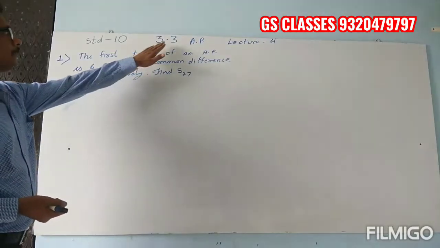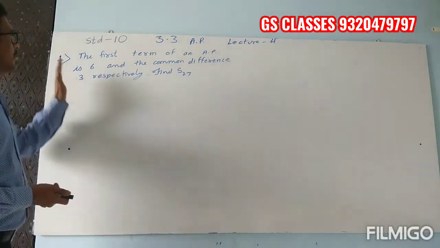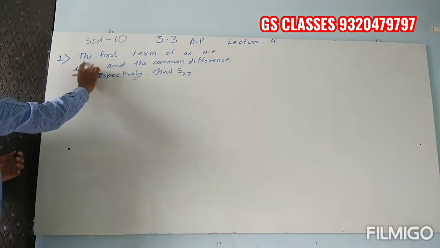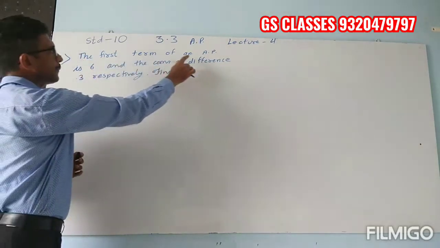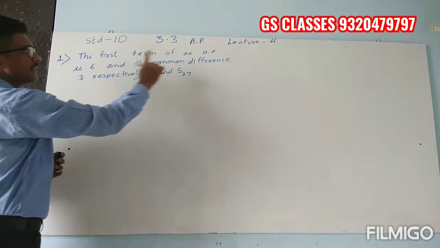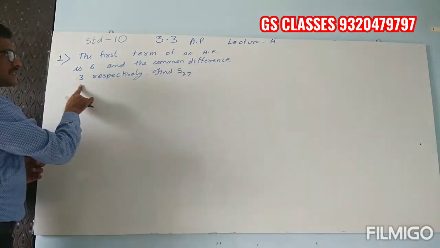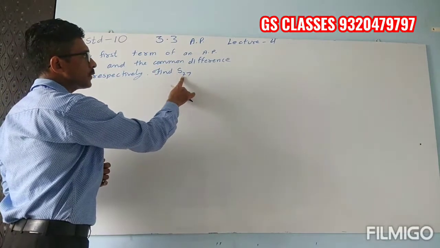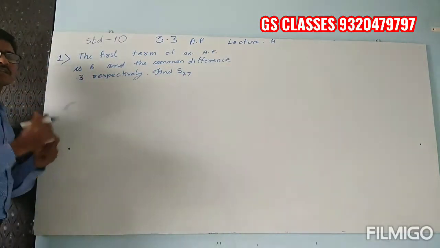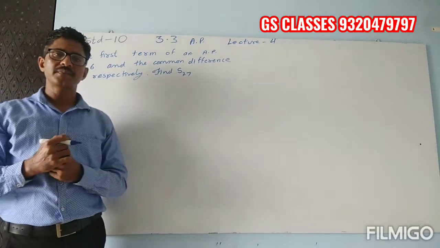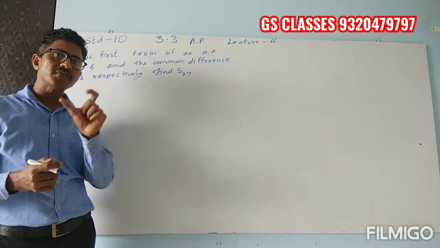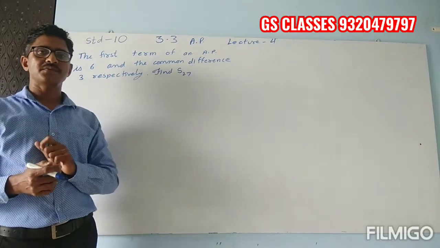Starting 3.3. This is the first question. They are telling you the first term of an AP is this and the common difference is this, and we are supposed to find S27. Now what is the meaning of S27? S27 represents the sum of the 27 terms.